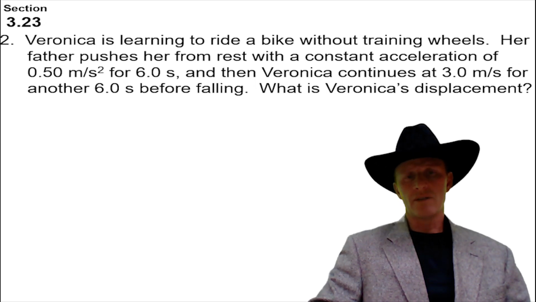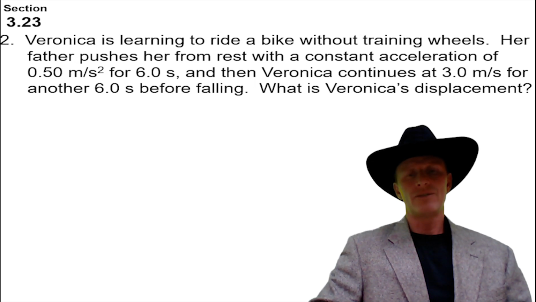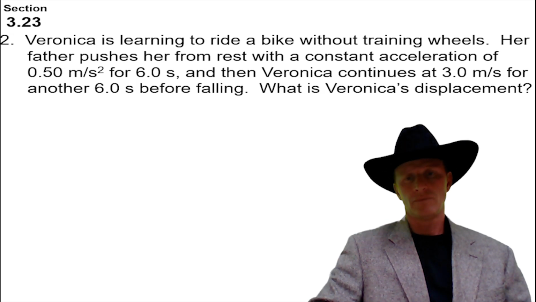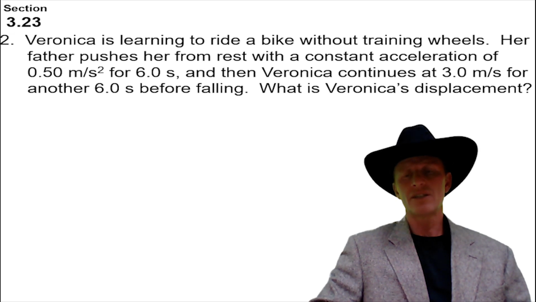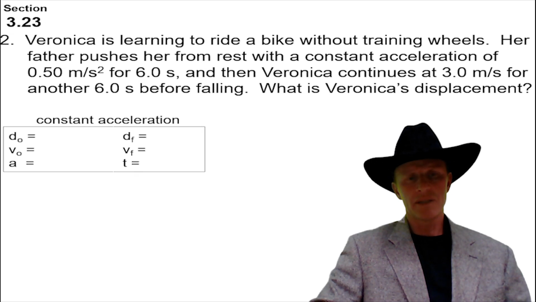Question 2, Veronica's learning to ride a bike without training wheels. Her father pushes her from rest. All right, so she starts at 0 speed and increases to a certain point. And then it says, and then Veronica continues moving at 3 for 6 seconds. So if she continues moving at 3, that means her speed is not changing. That means little box. So this one is a big at the beginning, followed by a little.